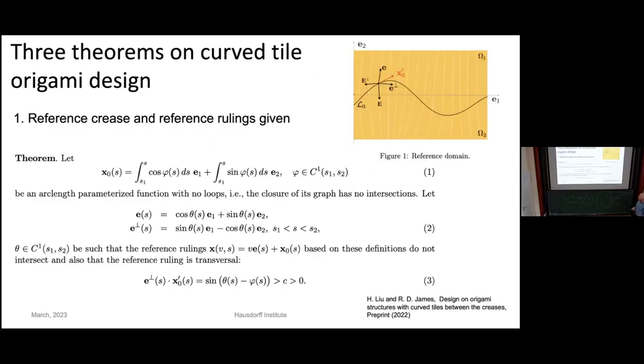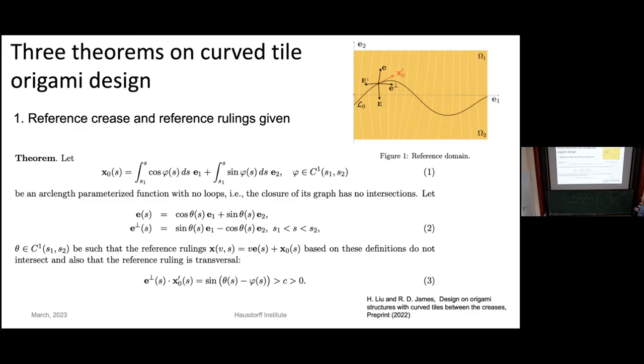So I have three theorems that we use for origami design, and we'll go through those theorems. Time-wise, maybe we'll do the first theorem and just stop. In this theorem, the things they differ on are what's given, and we use all three of them in different ways. In this case, we're going to be given the reference domain with the reference crease and the reference rulings, and then we're going to predict the deformed crease and the deformed rulings from this information. And the deformed rulings are going to be, piecewise, pairwise you could say, isometric mappings that take the reference rulings to the deformed rulings and the reference crease to the deformed crease.